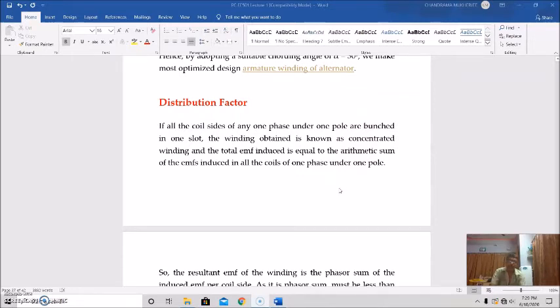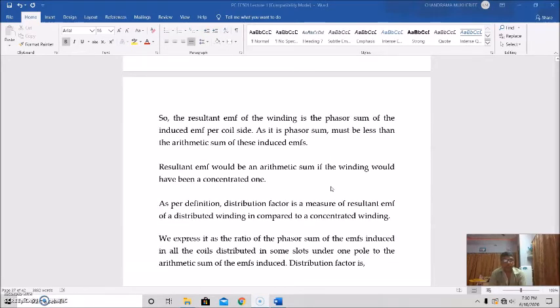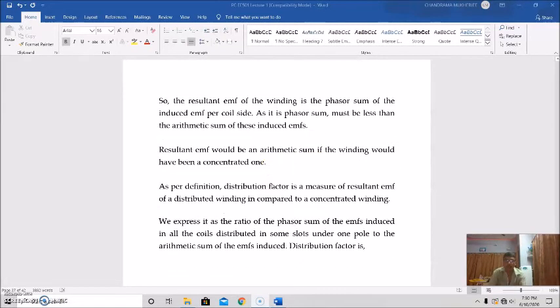If all coil sides of any one phase under one pole are bunched in one slot, the winding obtained is known as concentrated winding, and the total EMF induced is equal to the arithmetic sum of the EMFs induced in all the coils of one phase under one pole. So the resultant EMF of the winding is the phasor sum of the induced EMF per coil side, as it is a phasor sum, so it must be less than the arithmetic sum of these induced EMFs. The resultant EMF would be an arithmetic sum if the winding were a concentrated winding, of course.